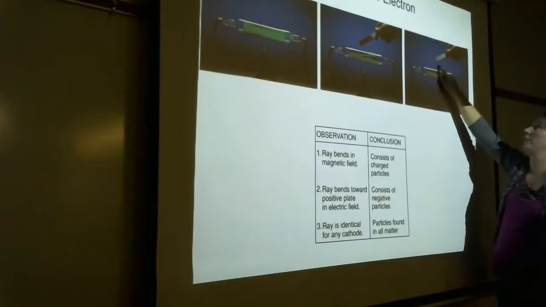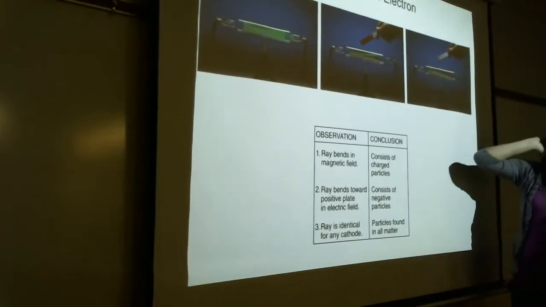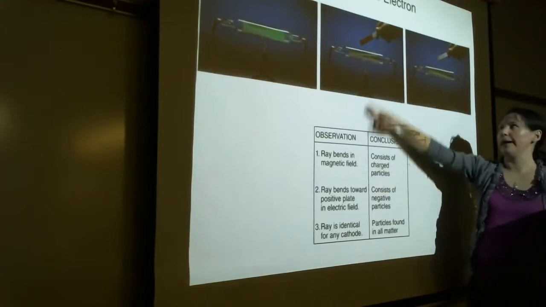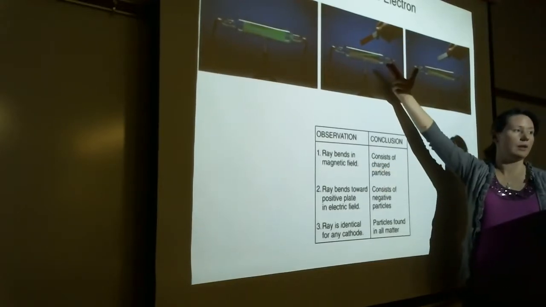You put it the other direction, it goes away from the magnet, right? So what are we observing? The ray bends in a magnetic field. So what do you think that means?